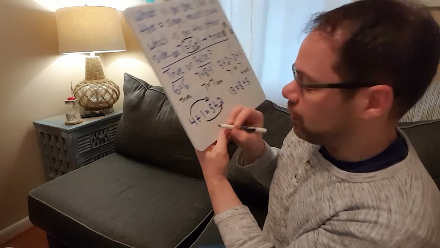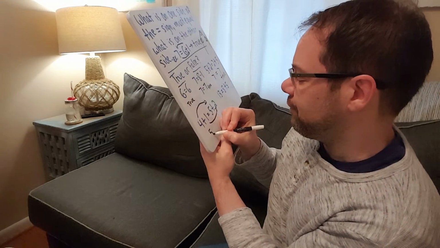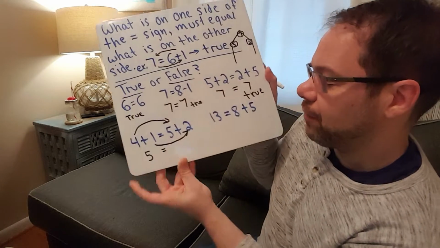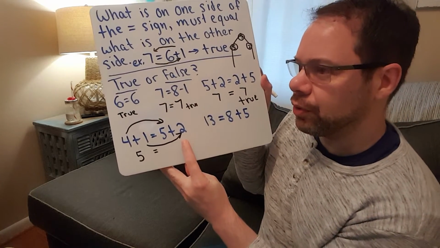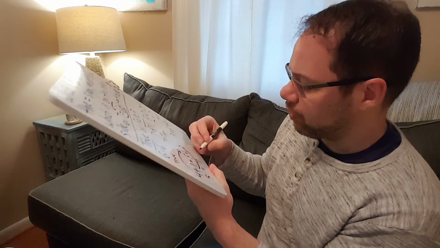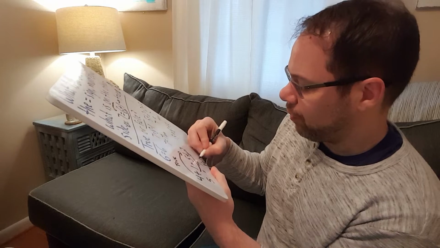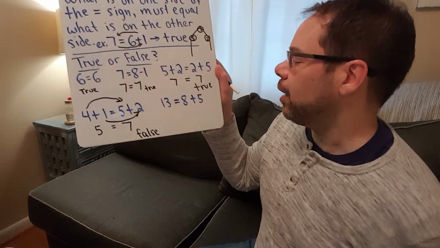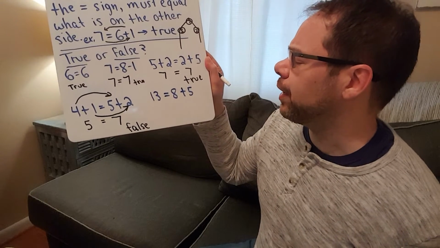4 plus 1 is equal to 5. And 5 plus 2 is equal to 7. So that one would be false. It's not true.